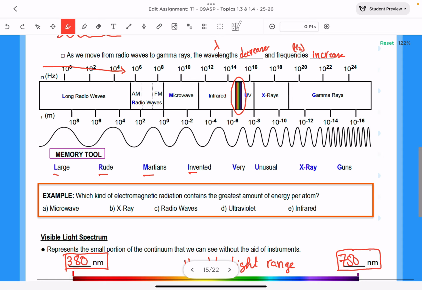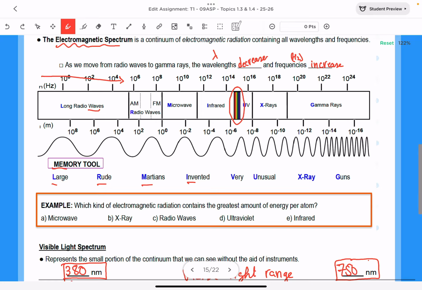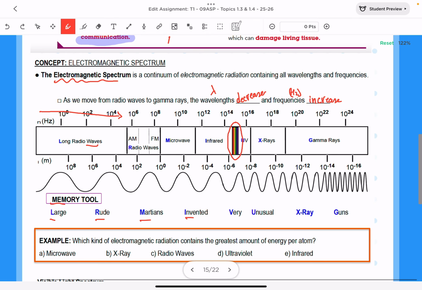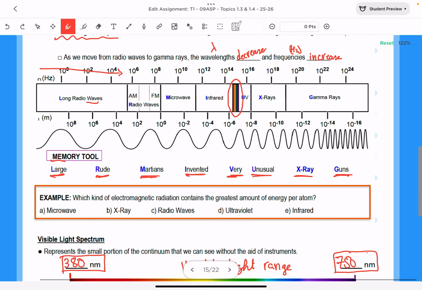So this memory tool helps you memorize the order of the types of waves on the electromagnetic spectrum: the long radio waves, the radio waves, the microwave, the infrared, the visible light, the UV light, the X-ray, and the gamma rays. So you can memorize these words in order to know them in order.